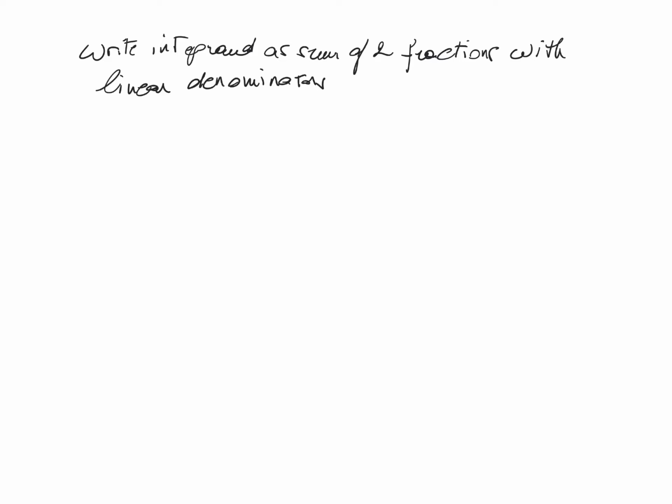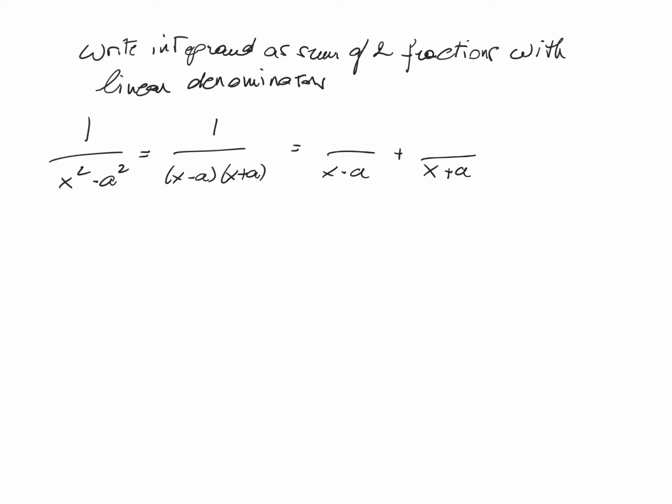So we see we have 1 over x squared minus a squared. X squared minus a squared is x minus a times x plus a. And then we will try to split this. So we now have a multiplication in the denominator, and we will try to make this expression into a sum of two fractions. So we will get something on x minus a and something on x plus a. Question then is, what are the numerators? So for now we can call them A and B.